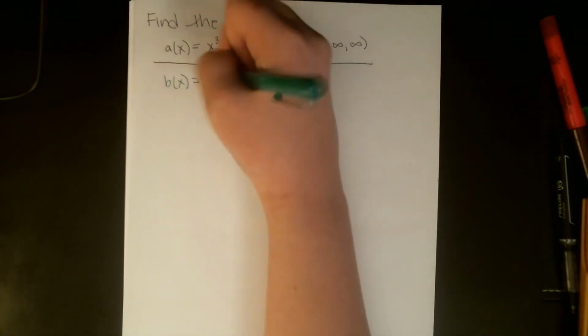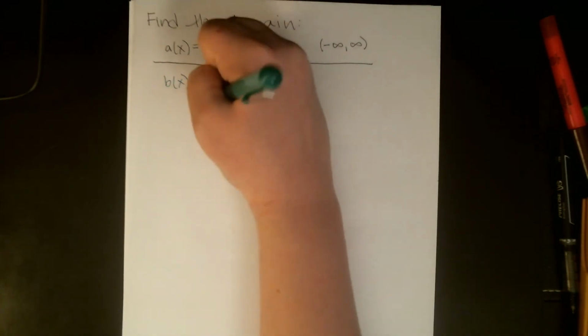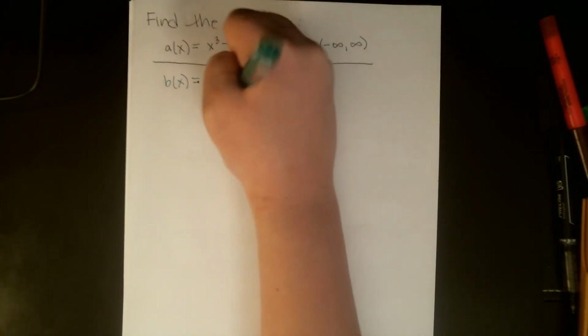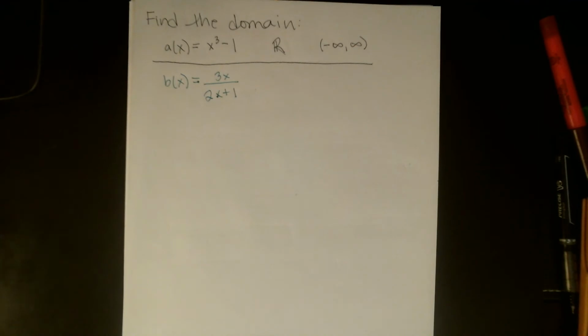B of x is equal to 3x over 2x plus 1. Okay, so same question. Instead of saying what am I allowed to plug in, it's usually easier to figure out what you're not allowed to plug in. So I have quite a few operations here. Whatever my input is, I'm going to have to multiply it by 3, and I'm also going to have to multiply it by 2. In the bottom, I'm going to have to at some point add 1 to whatever I'm working with. And then the last thing that happens here is I perform a division.